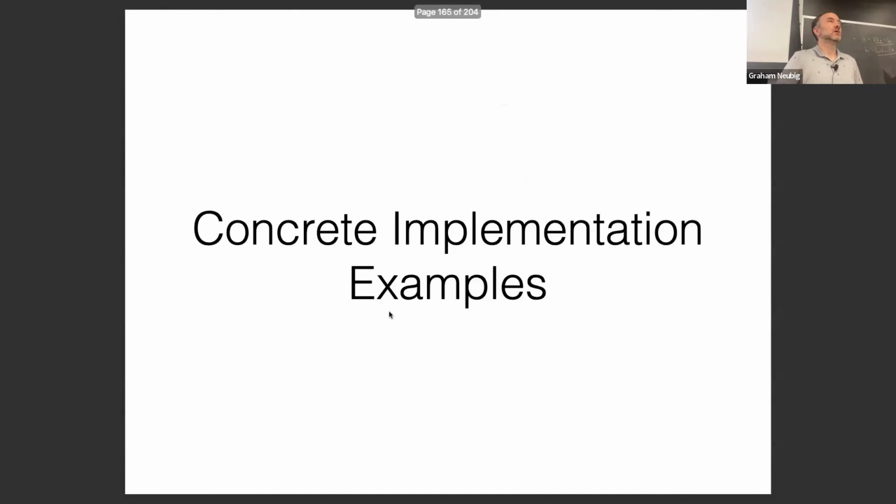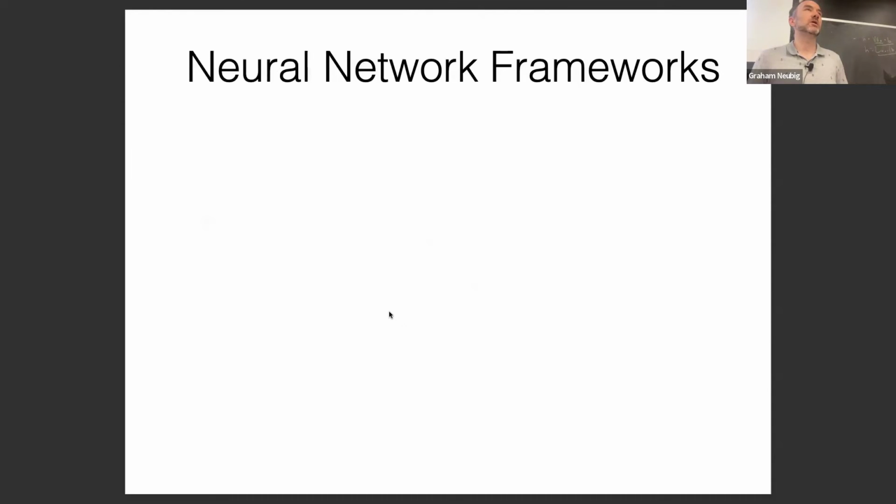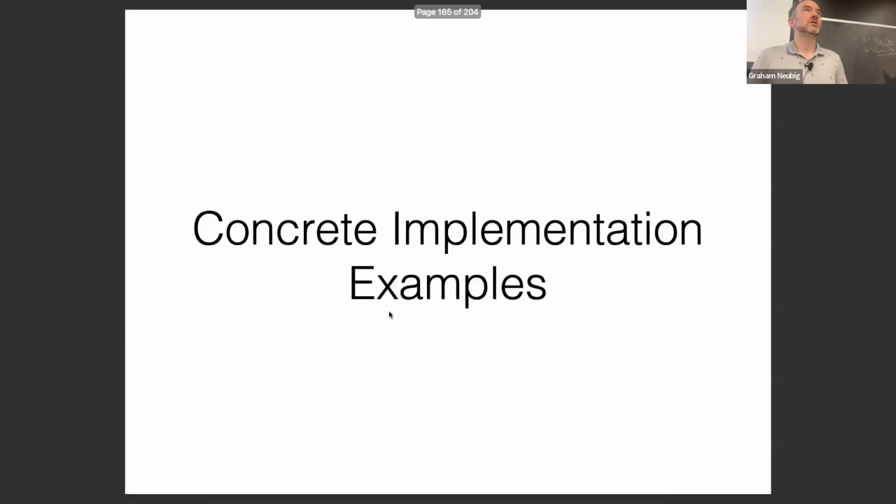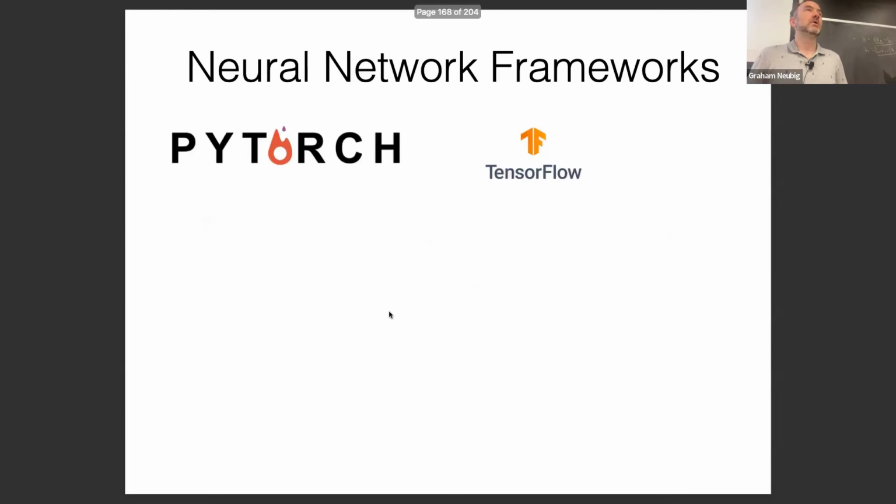Cool. So I have a few concrete implementation examples. I might not actually walk through the code here, but there are basically two reasonable options for implementing neural network models nowadays. Actually, there are three. There are three reasonable options for implementing neural network models nowadays.